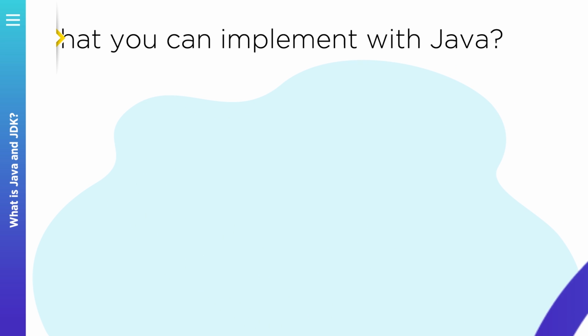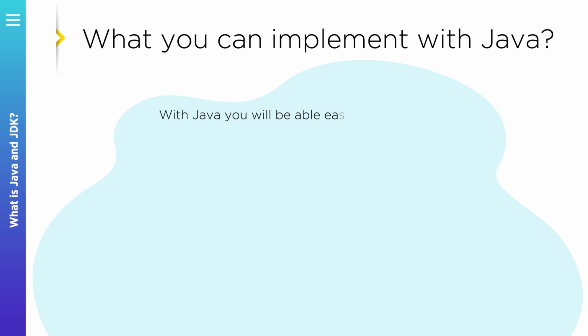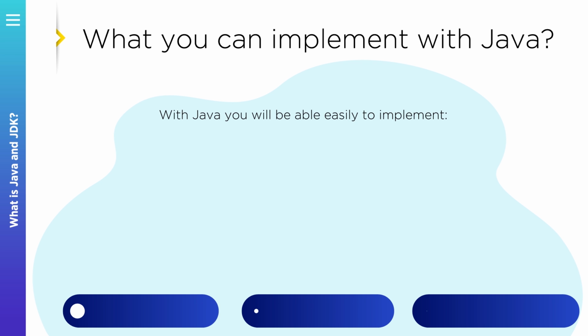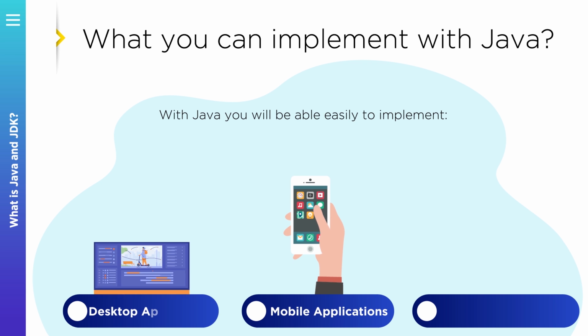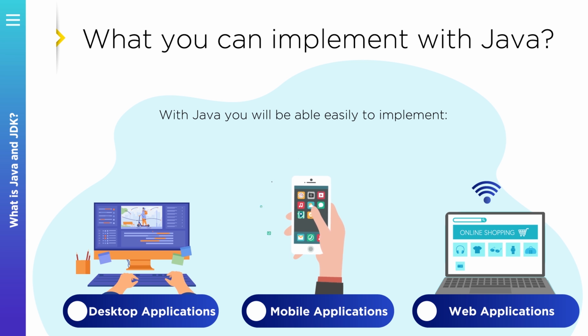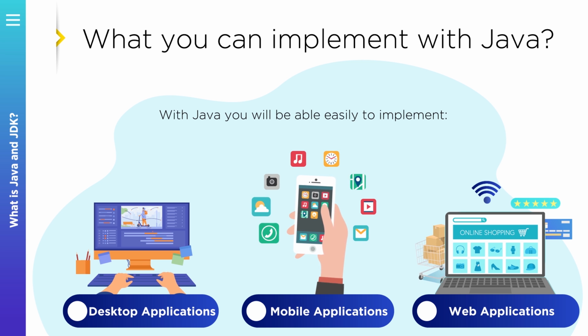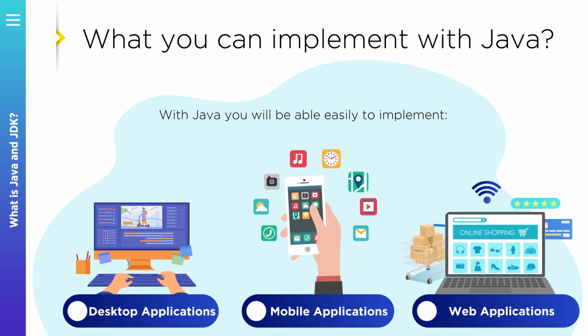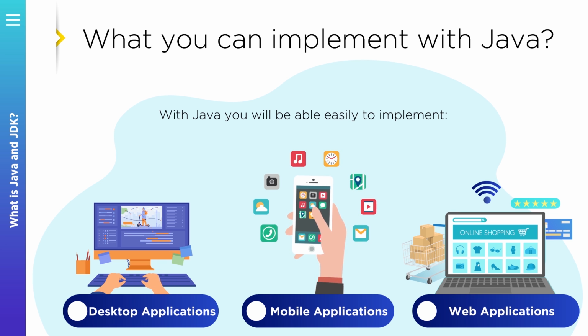We partially touched on this topic quickly during the previous slide, but answering your question, what you will be able to implement with Java: with Java you will be able to implement mobile, desktop, and web applications. And no matter what you read on the internet, trust me, even today companies still create desktop applications for different purposes, and Java is also one of the best options for such purposes.